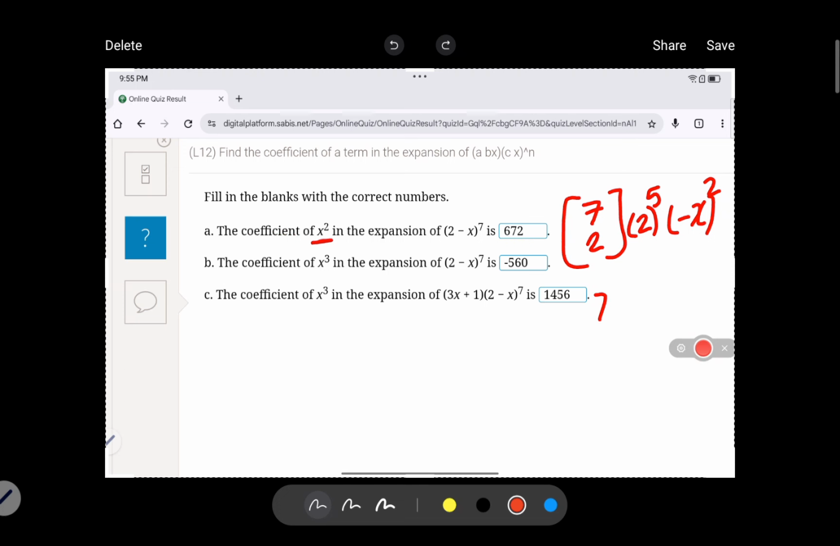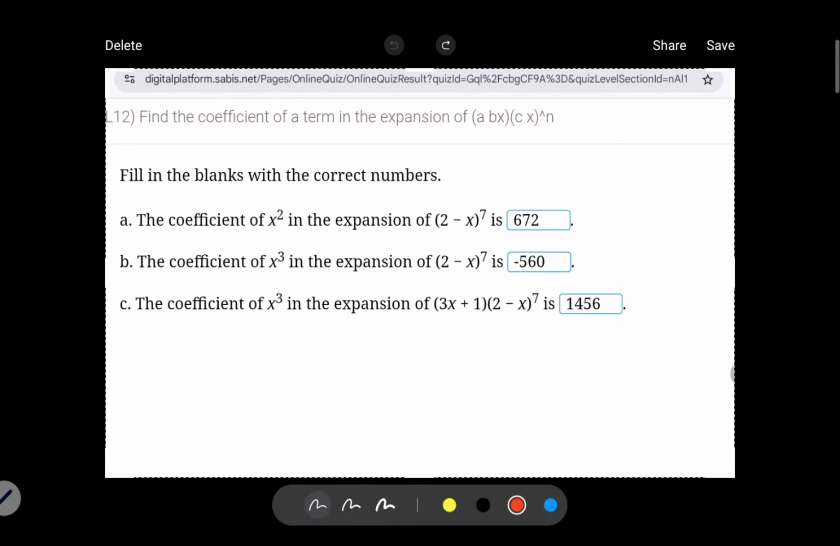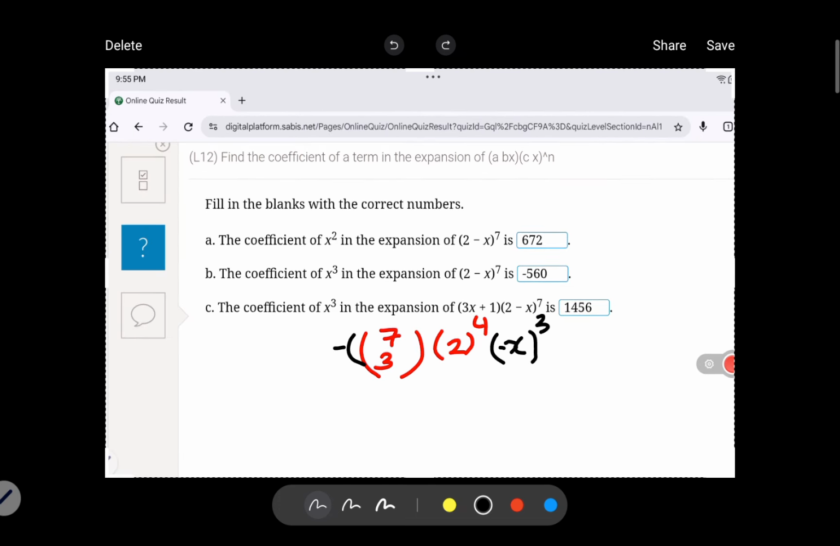Okay, now for the other question it's the same thing, but they want it as to the power of 3. It's the same equation, they didn't even change anything in it. So 2, 7 here, 3 here, 2 to the power of 4, because this minus this, and then negative x to the power of 3. So when you put it in your calculator, you're going to get 560.